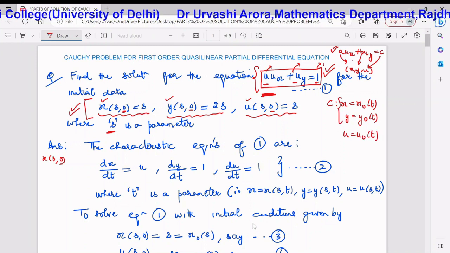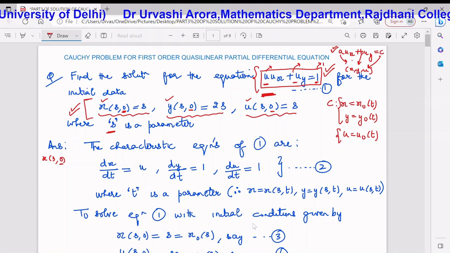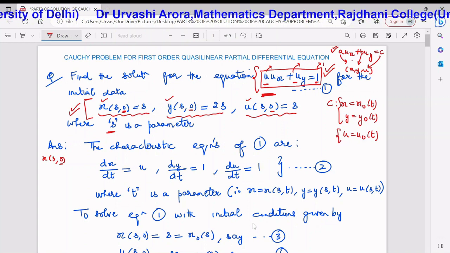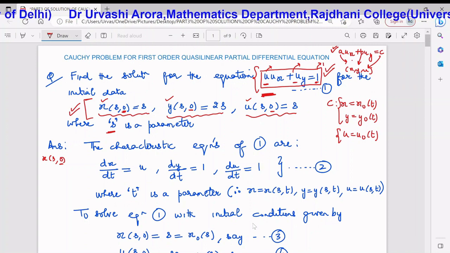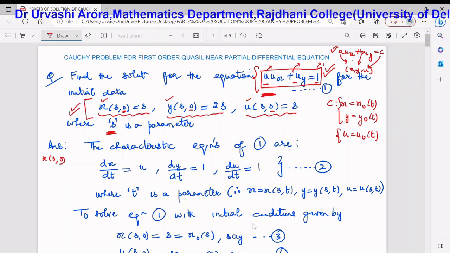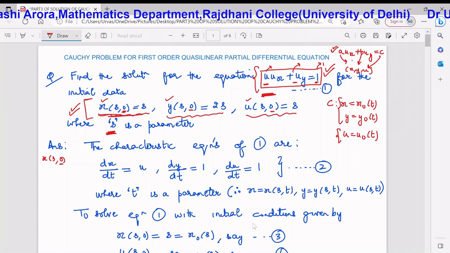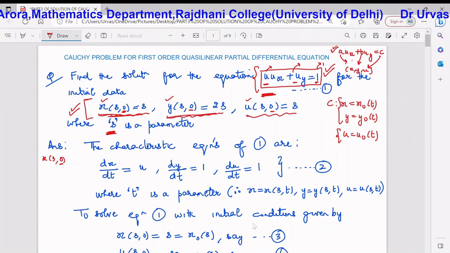So this is how we had represented the initial curve and the initial data, where t was a parameter. The only difference in this particular question is that instead of t, the parameter that is mentioned here is s. So these conditions are given in this form: x(s, 0) is equal to s, y(s, 0) is equal to 2s, and u(s, 0) is equal to s.